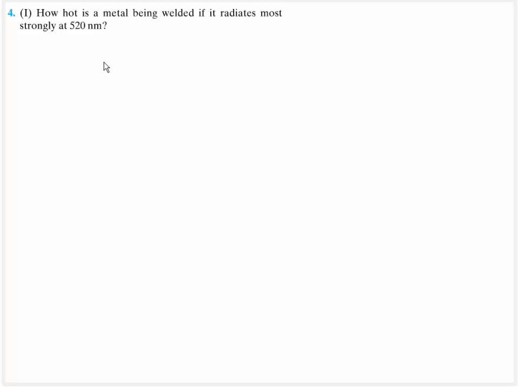And some solved problems for chapter 27. First, we have a metal that's radiating some red light. It's asking us how hot it is. So we're looking for a relationship between the temperature and the wavelength.